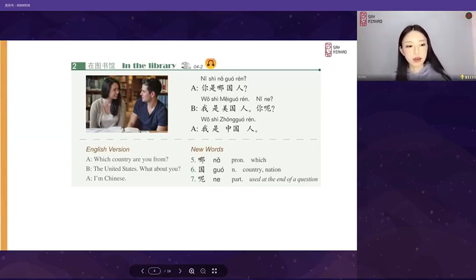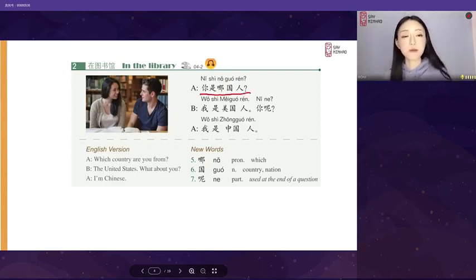Very good. Now let's move on to the text. I'm going to read it and please listen carefully. 你是哪国人? 我是美国人. 你呢? 我是中国人. Okay, let's see.